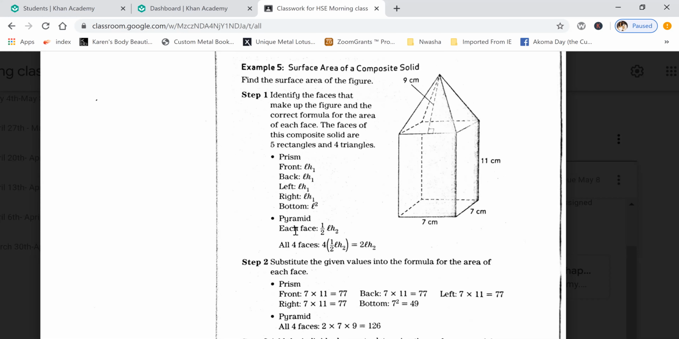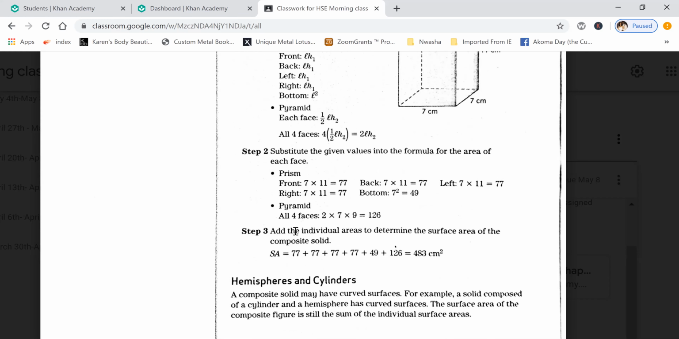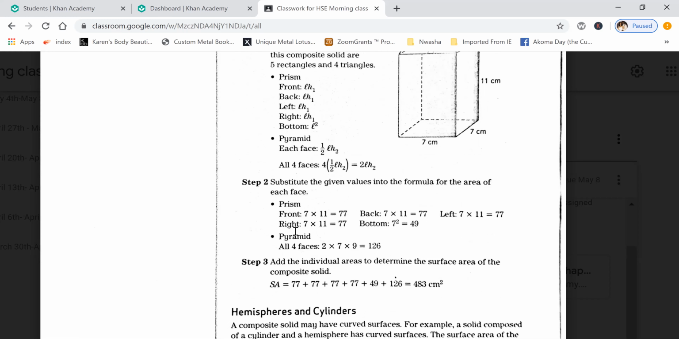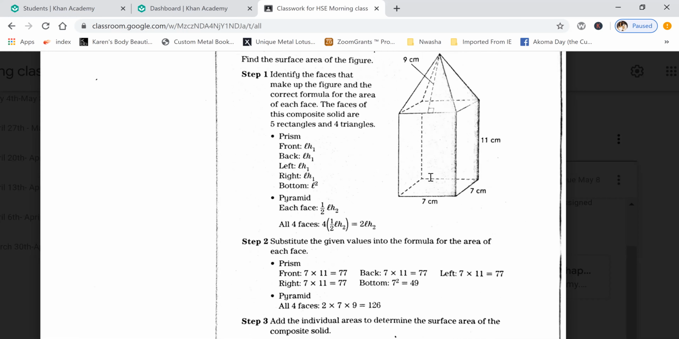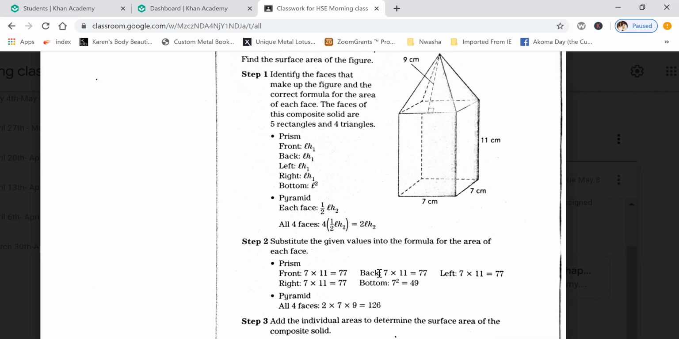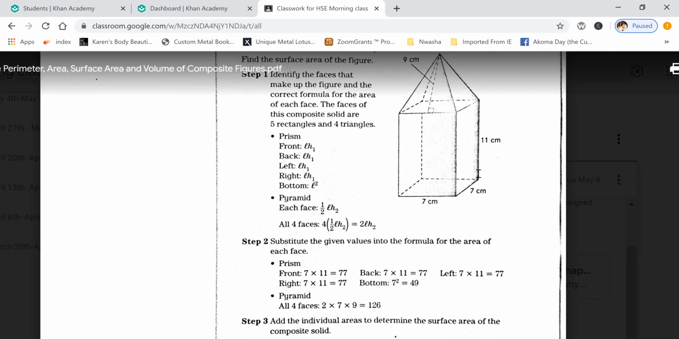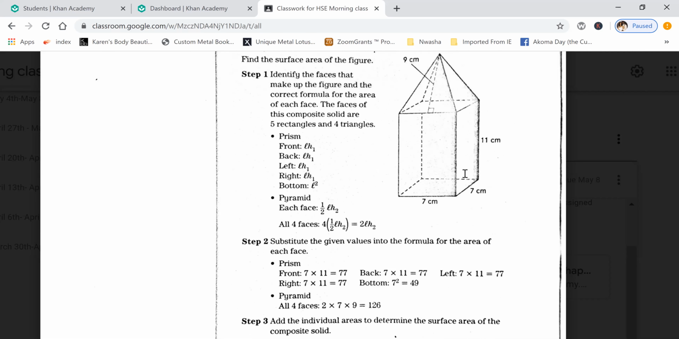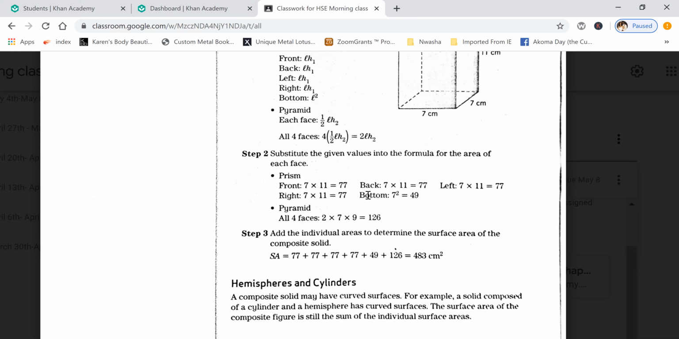So now that you've figured out what you're actually going to be painting, step 2 is to substitute everything. So for the prism, you've got the front is this shape. And now this is where you're using your imagination again. 7 times 11 is the front. So they've got the front and the back at 77. But now the left, 7, because the bottom is a square, is the same, 7 times 11. So now you've got the left and the right is 77. Now, the bottom that you're going to paint is 7 times 7. So that's 49. So all you're going to do is add up everything for the prism.